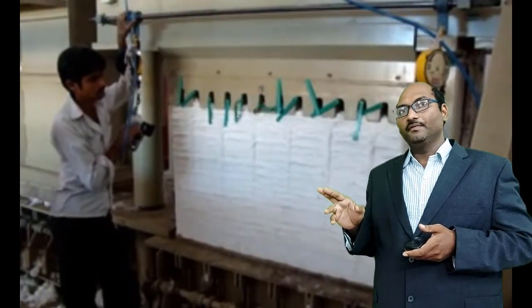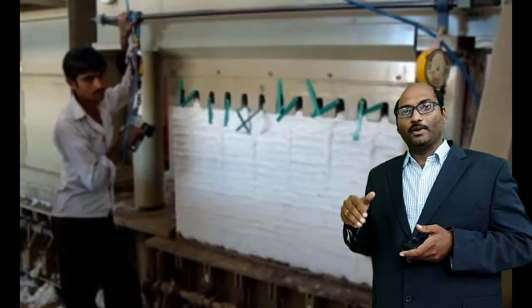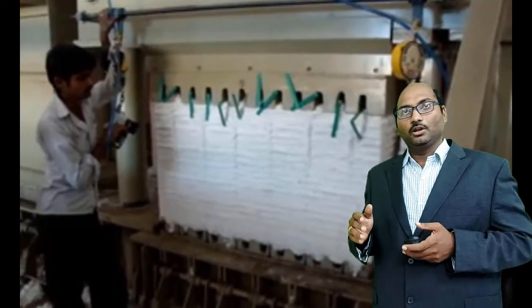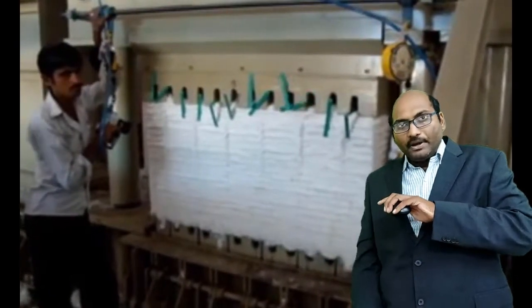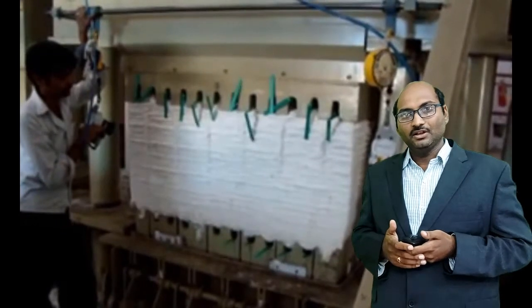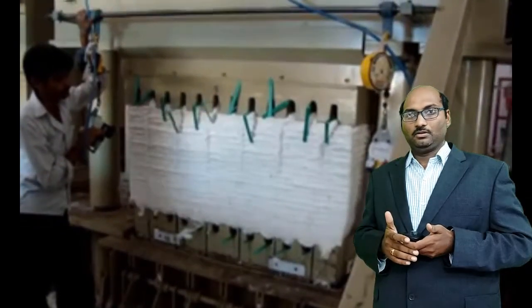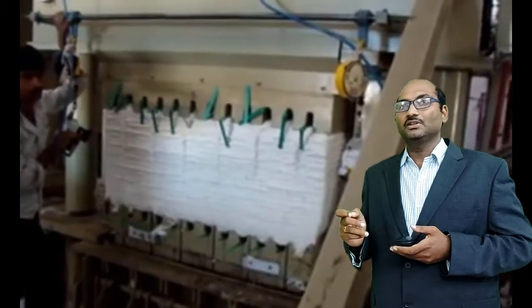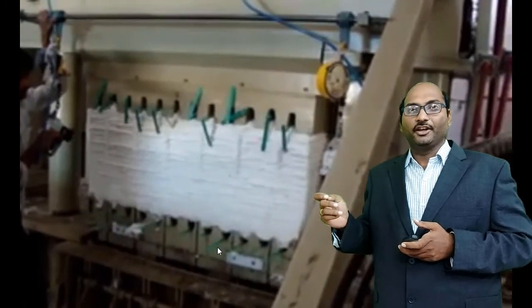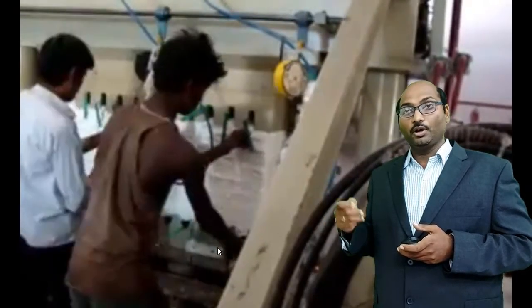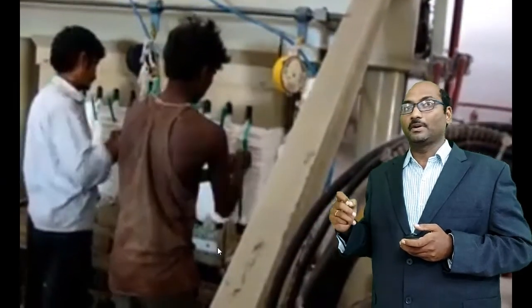There is a difference between the up packing and the down packing. This is referred to as the up packing mechanism. Okay, so the cotton will be compressed from the bottom. So what is the advantage in this case? The space saving. But the mechanism is somewhat intricate. So if there is any problem, it will take more time to access spare parts.